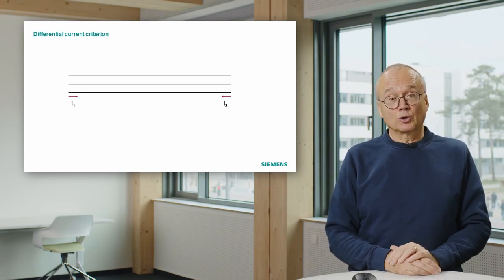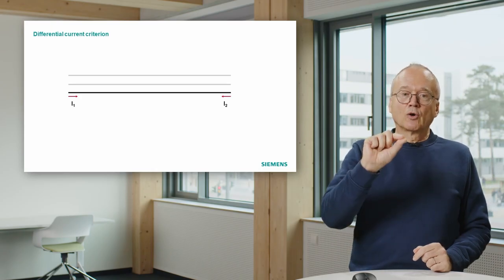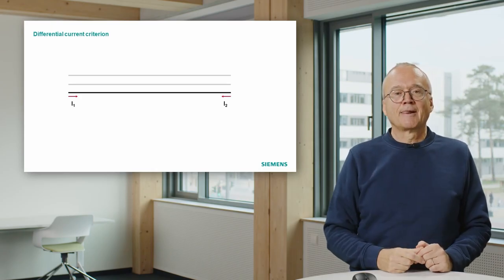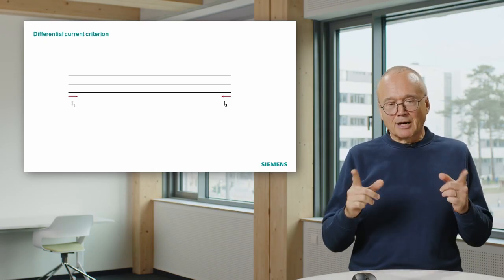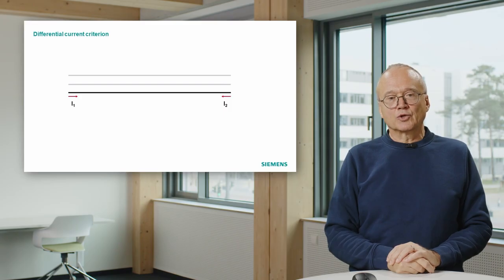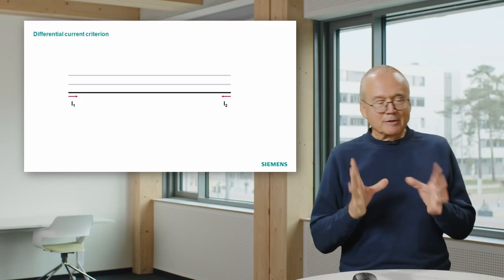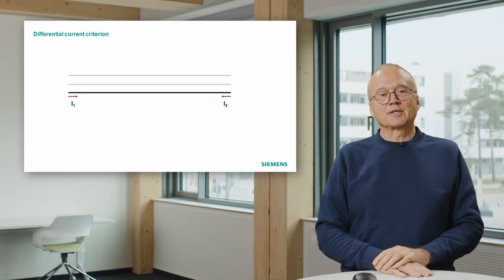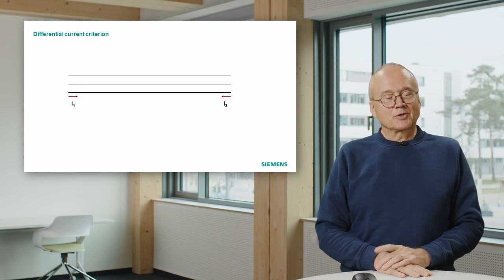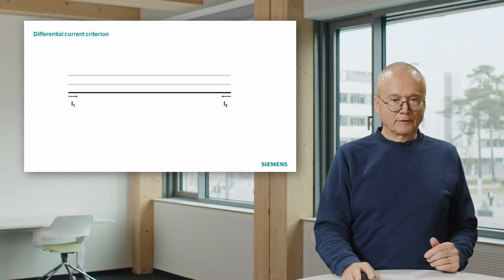If we now have a short circuit on this phase, that means a connection from the phase to ground or from this phase to another phase, it disturbs our equation. And that means the sum of the two currents is no longer equal to 0 because part of the current flows another way. That means we can use the sum of the measured currents as a good indication, is there a short circuit on the device or not. And that is the differential criterion.